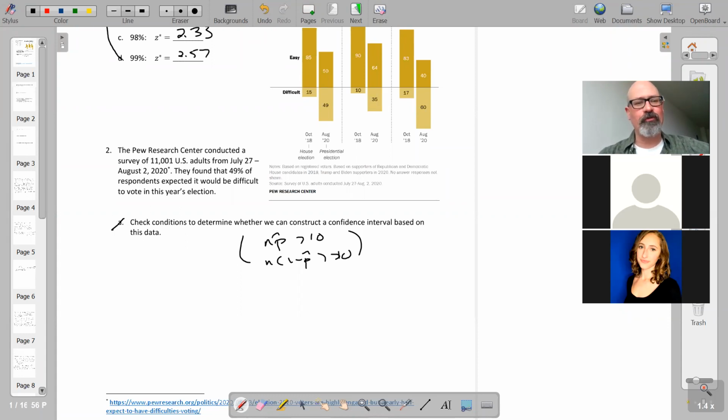So when you're thinking about problem 2, a couple points about it. Again, you have a point estimate of 0.49 for the proportion of respondents who expected that it would be difficult to vote in this year's presidential election. I guess this is 2020, I guess it was last year.